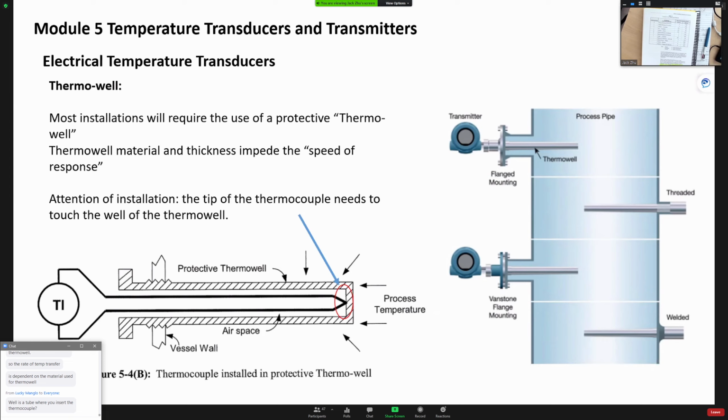Yes, the well is a tube. This well is pre-made, because you want to measure the temperature. They will pre-make a well into this pipe, so later on, you can stick a thermocouple in there to measure the temperature.